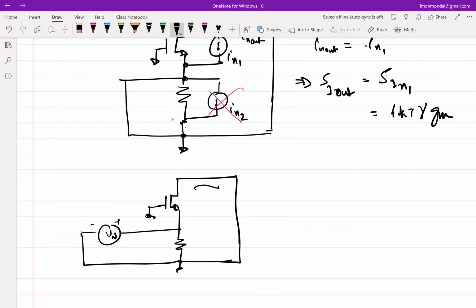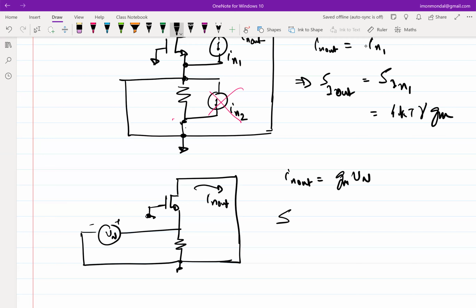And what is the effective current? This should be equal to the noise current that I found in the previous step, right? So what will be IN out in this case, in terms of Vn? Gm times Vn, right? So gate is grounded, source is excited with Vn. So the amount of current that is pushed upwards is Gm times Vn. So this becomes Gm times Vn.